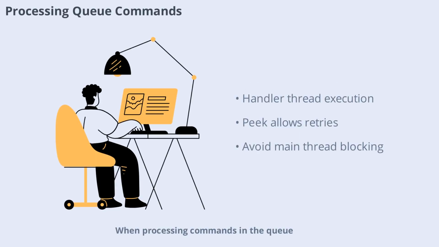Processing commands in the queue, the next command method checks if an operation is already in progress. If not, it retrieves the next runnable from the queue using peek, which allows for retries if needed. The runnable is then executed on a handler thread, ensuring that BLE operations are not performed on the main thread or binder threads. This separation of concerns is crucial for maintaining app responsiveness and avoiding threading issues. By managing the queue and handler properly, you can ensure smooth and reliable BLE communication.